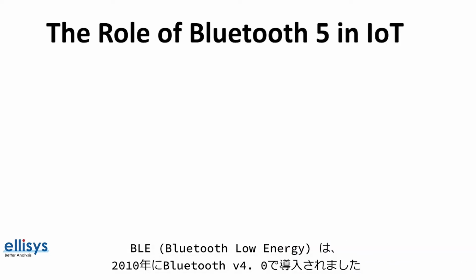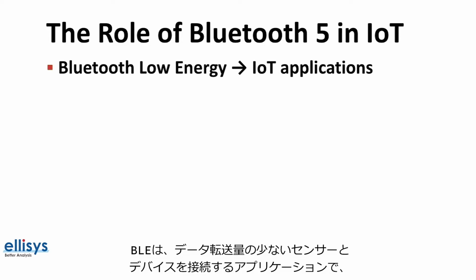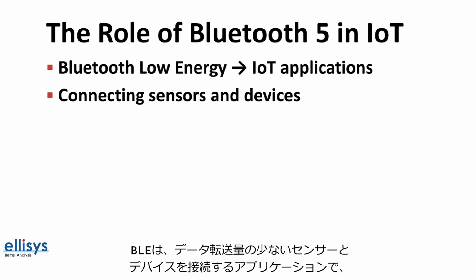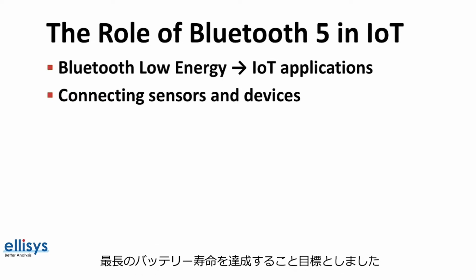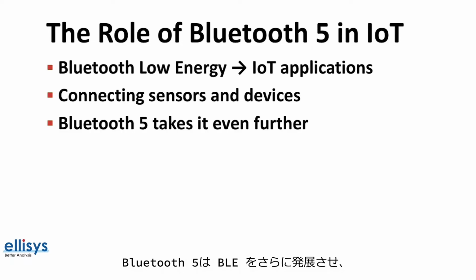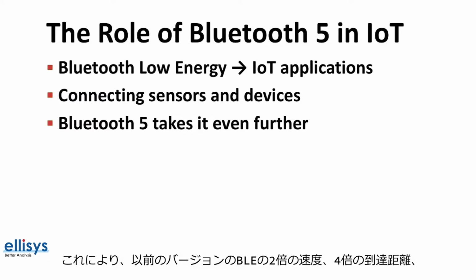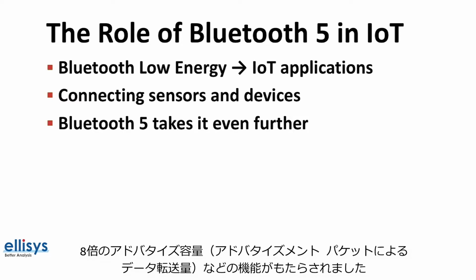Bluetooth Low Energy was introduced back in 2010 in Bluetooth version 4.0. It targeted applications that involve connecting sensors and devices with low bandwidth requirements to achieve the longest battery life. Now Bluetooth 5 takes it even further. It focuses on broadening the range of IoT applications that can utilize Bluetooth Low Energy. It brought us features such as twice the speed, four times the range, and eight times the advertising capacity of previous versions of Bluetooth Low Energy.